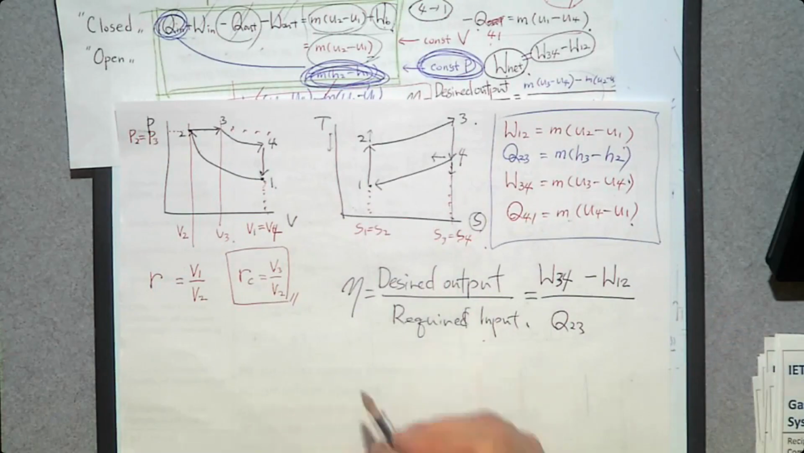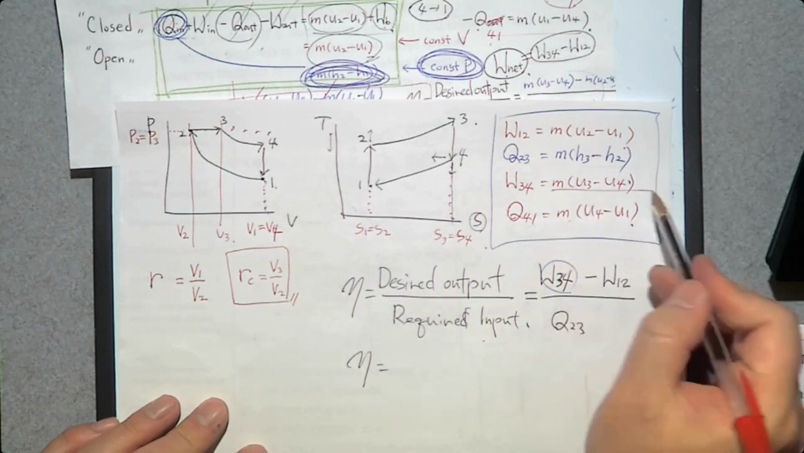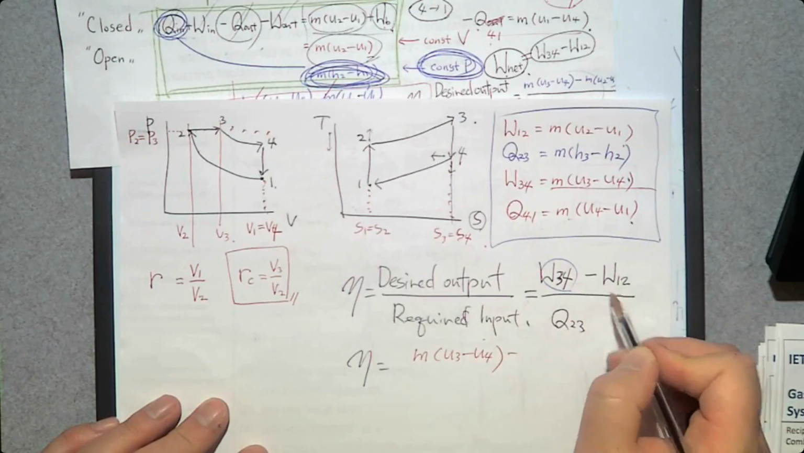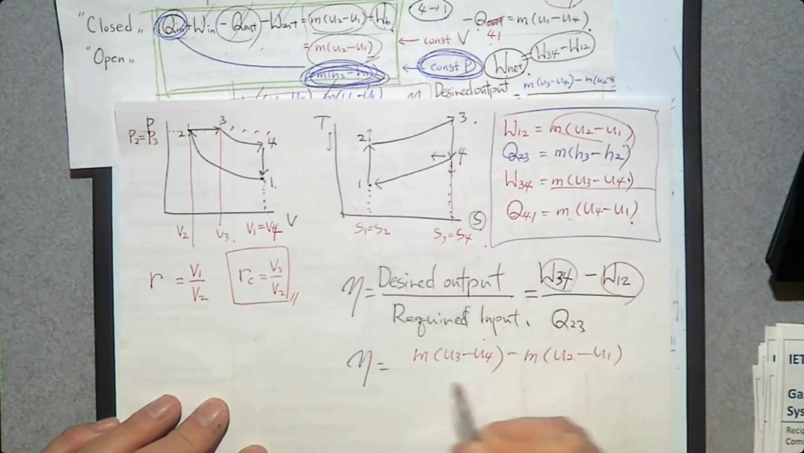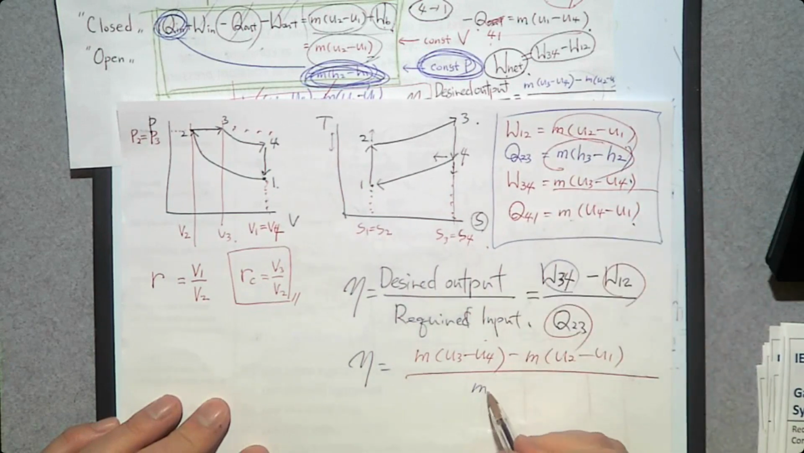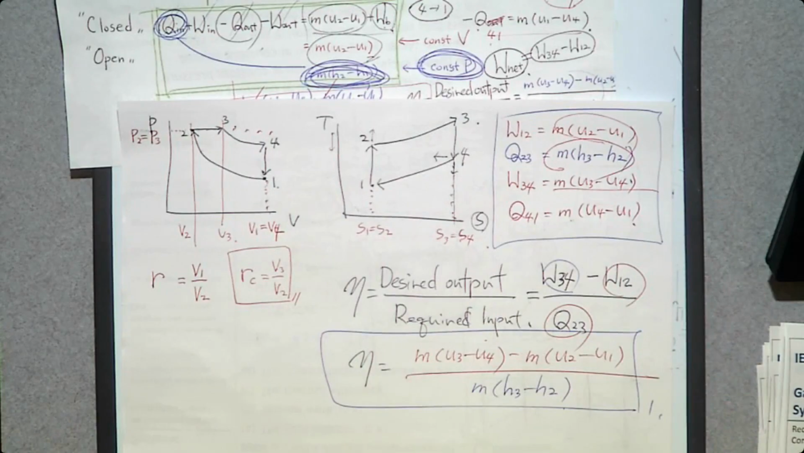So the thermal efficiency can be determined by W34, mass times U3 minus U4, minus W12, mass times U2 minus U1, over Q23, mass times H3 minus H2. So that's how you determine the thermal efficiency. So that's everything for the diesel cycle.